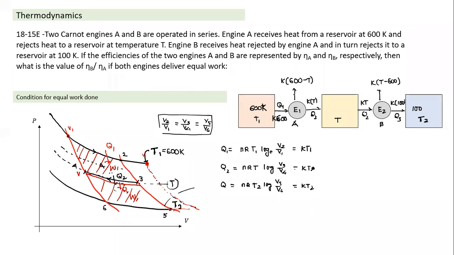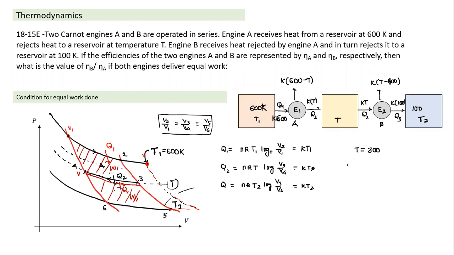And if both deliver equal work, what is the condition which must hold good? These two values must be equal, from which I arrive that temperature T has to be equal to T minus 100 here. So what is the T value? We get T is equal to 300. So once I get T equal to 300, I can calculate the efficiency of the first one, and the efficiency of the second one. So that part was simple.